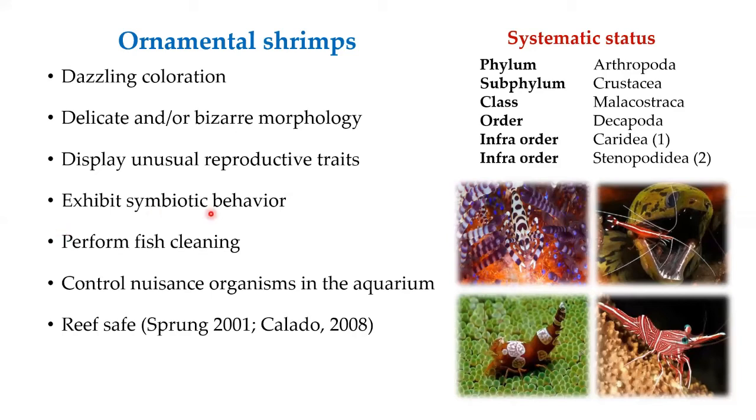And it also exhibits symbiotic behavior. You can see the cleaning of fishes, such as giant moray eels. And we also have some shrimps that are associated with sea urchins as well as sea anemones. It also controls nuisance organisms in the aquarium, and these shrimps are considered reef safe.